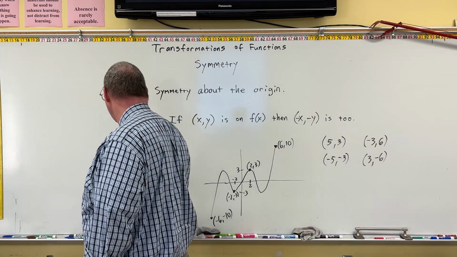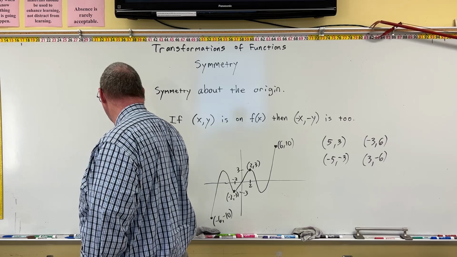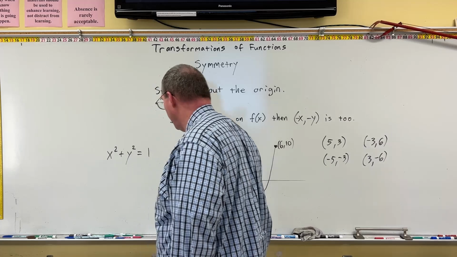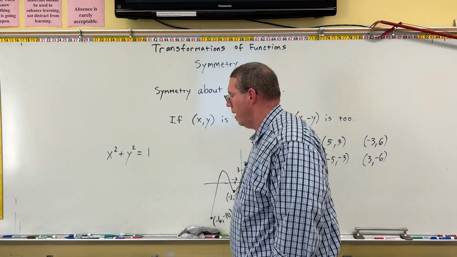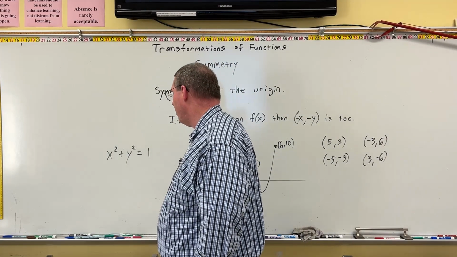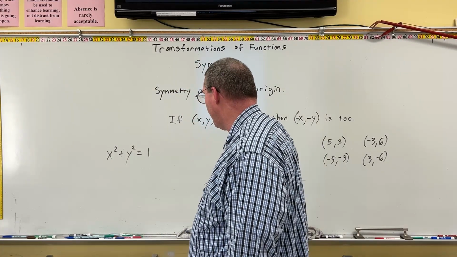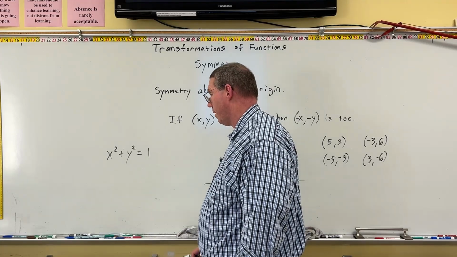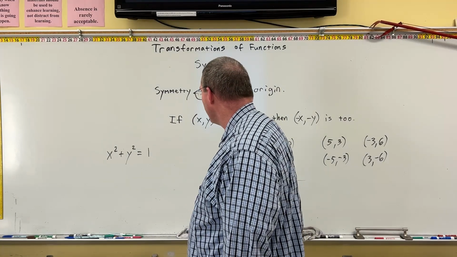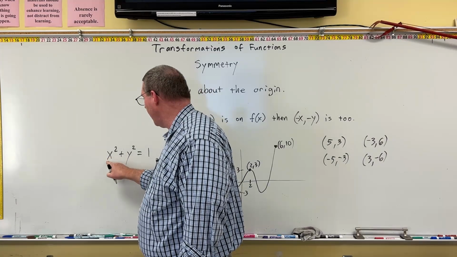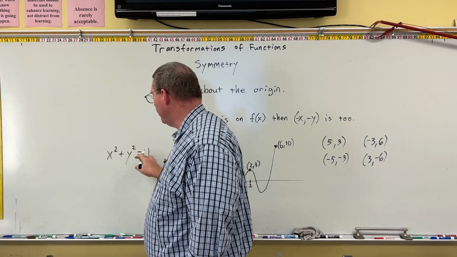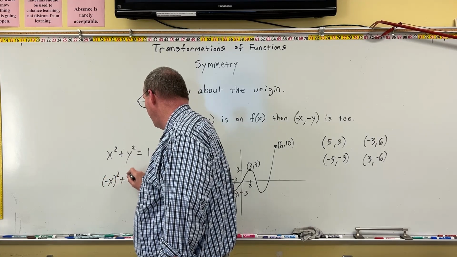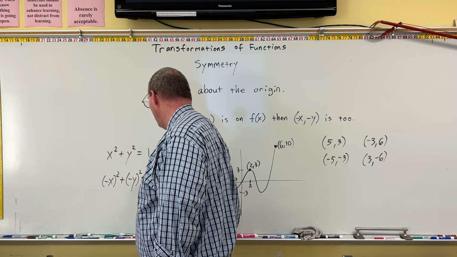Let's say that we had x squared plus y squared equals 1. This is the equation for the unit circle, centered at the origin. So we already know that it's symmetrical about the origin. We also know it's symmetrical about the x-axis and the y-axis, but let's not worry about that right now. If we plugged in an x here and a y here, it would be true. The question now is, if we put in a negative x and a negative y, would it still be true?